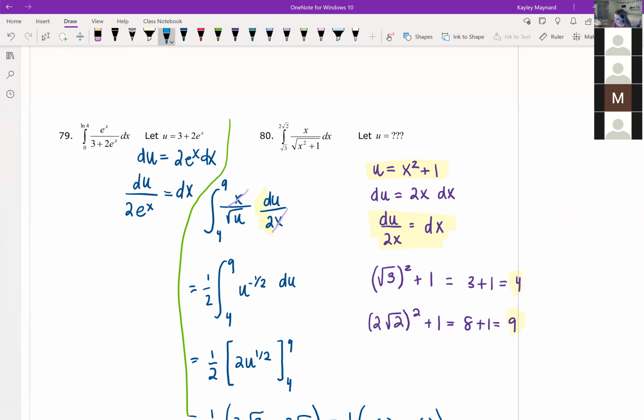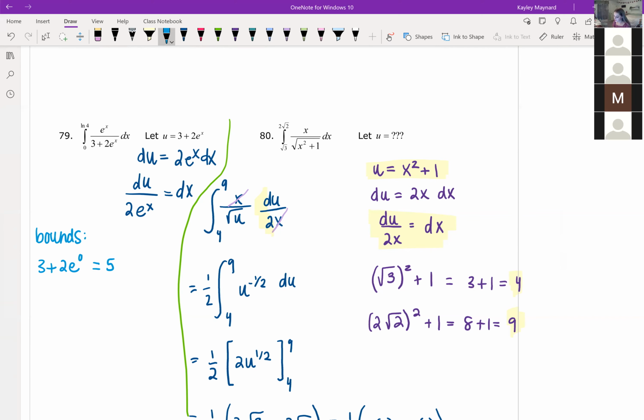So let's do our bounds really quick. To change the bounds, we found that relation that u is equal to 3 plus 2e to the x. So all you're going to do is plug your bounds in for x here. So let's do 0 first. We get 3 plus 2e to the 0. Well, e to the 0 is just 1, so we get 3 plus 2, which is 5.